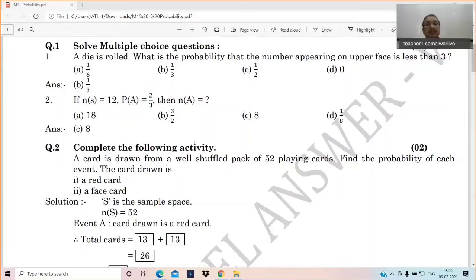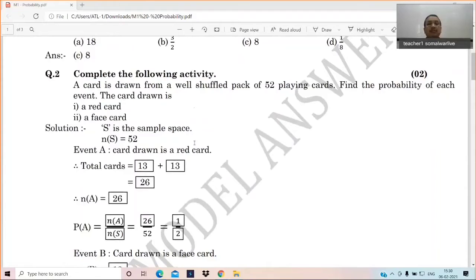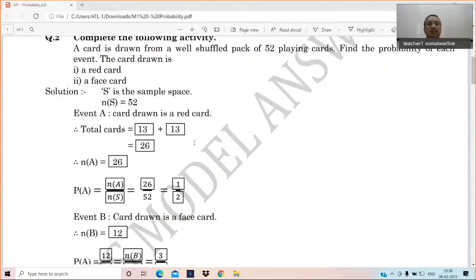Now the event A is the card drawn is a red card. So total number of red cards are 13 diamond and 13 heart. So total is 26. So n of A will be 26. So naturally P of A is equal to n of A upon n of S, that is equal to 26 upon 52 is equal to 1 by 2.